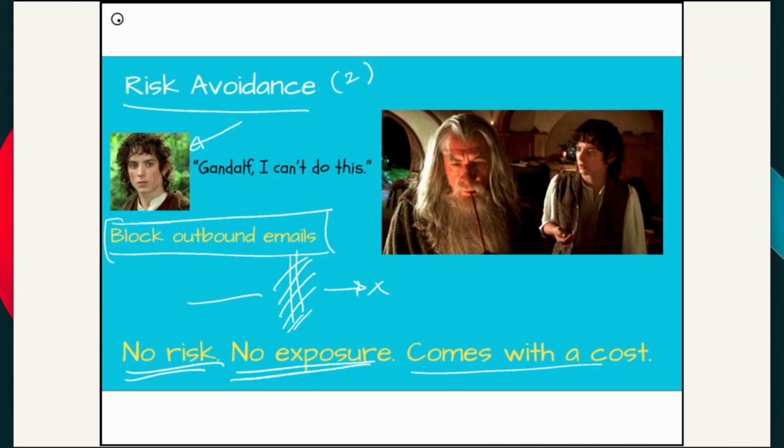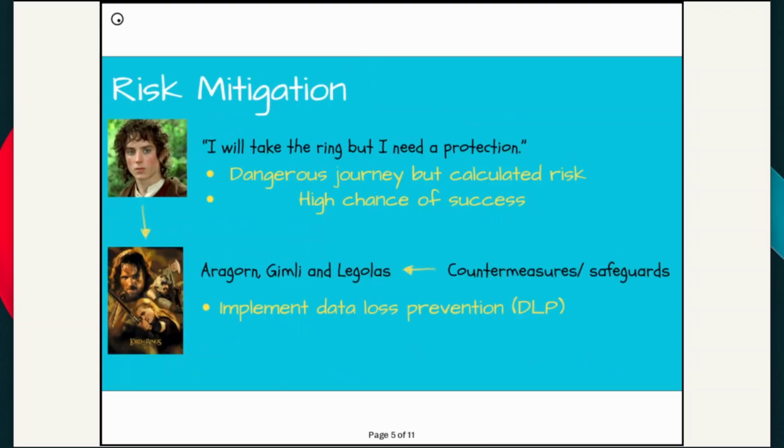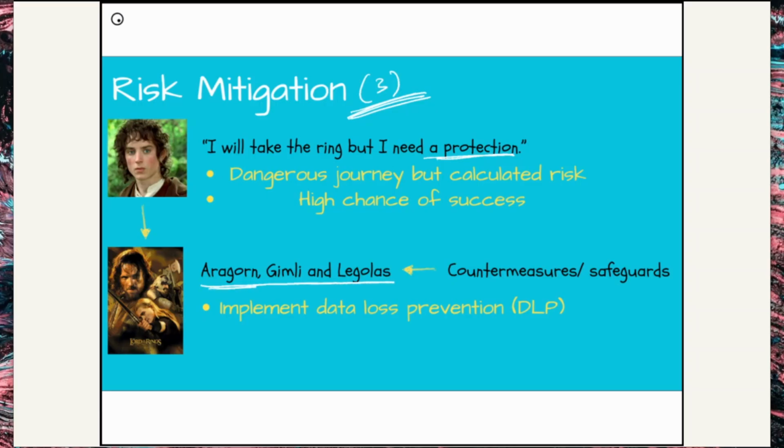That's why we need to go to the third one, and that is the best response, which is called risk mitigation. This is what all the security lovers do. Frodo says, I will take the ring, but I'll need some protection. Give me some warriors, because it's going to be a dangerous journey, but we can take some calculated risk. It's going to be a high success rate. In the film, we have three main warriors: Aragorn, Gimli, and Legolas. They all have different kinds of strength, and they are always ready to protect Frodo, no matter what.